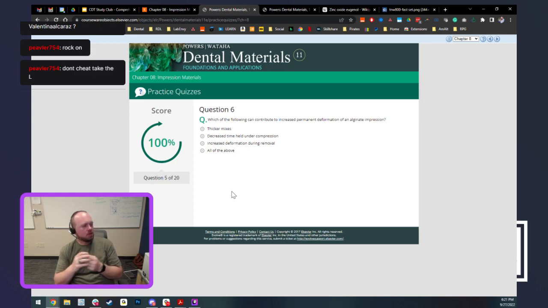Which of the following can contribute to increased permanent deformation of an alginate impression? So it says thicker mixes. I don't know. We're supposed to use the manufacturer's recommendation there. So decreased time held under compression. Increased deformation during removal.